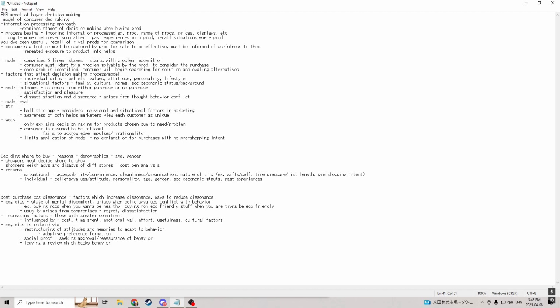Some factors which increase post-purchase cognitive dissonance is that those with greater commitment and motivation in their purchase, or those who are more committed to the purchase itself, will feel more post-purchase cognitive dissonance. And this is influenced by the cost of the item, the time spent looking for the item, the emotional value connected to the item, the effort they put in to find the item or buy the item, right? Like how involved they are with the item, the usefulness of the item. If it's not useful at all, then usually they'll feel worse about it, and also cultural factors.